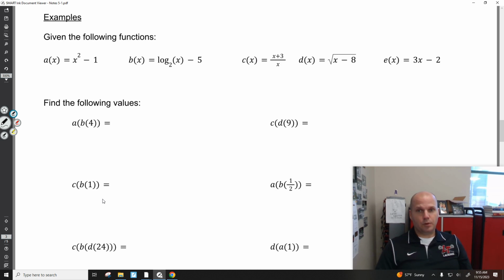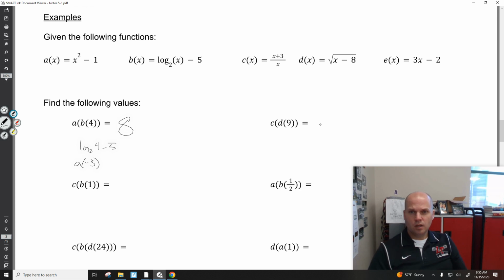So here we go. B of 4, log base 2 of 4 minus 5. This is 2. That's the exponent. 2 minus 5 is negative 3. So this is a of negative 3. A of negative 3 is 9. This is 8. D of 9 is 1. Square root of 1 is 1.